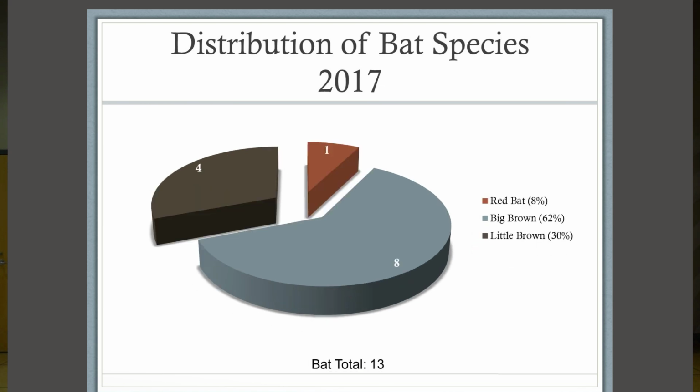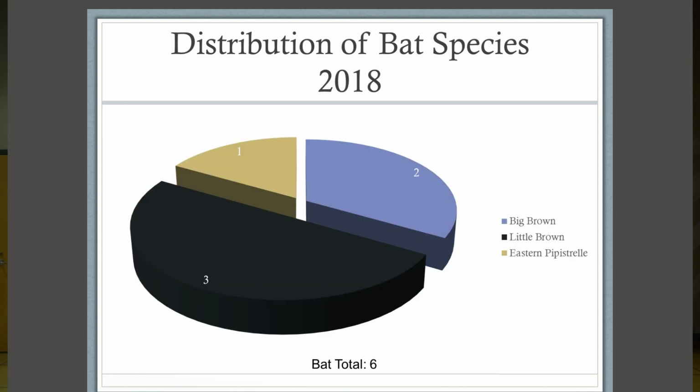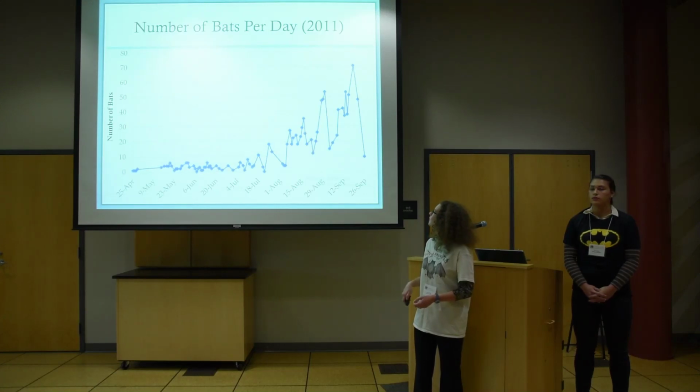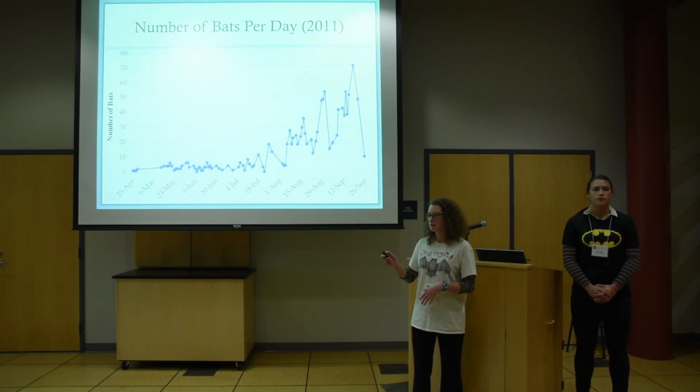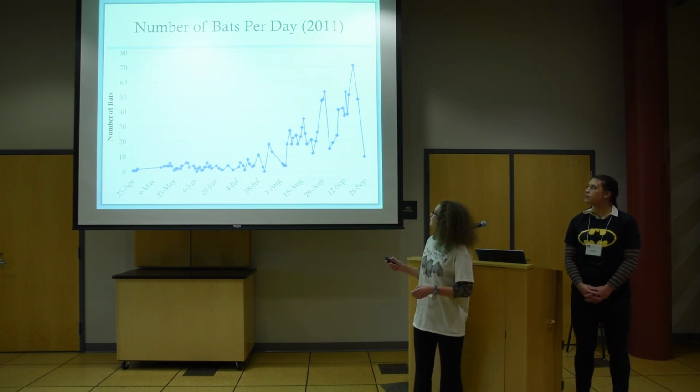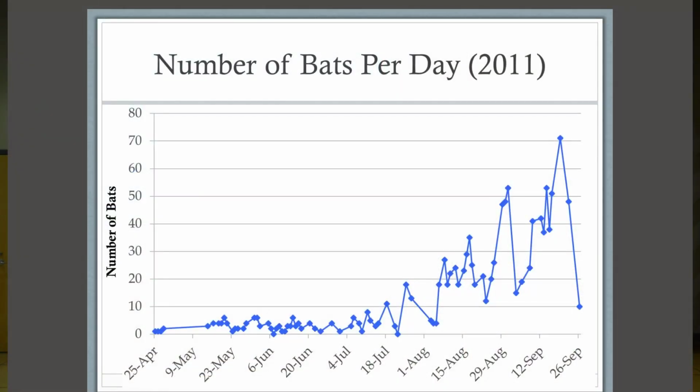In 2017, we had 1 red bat, introducing a small amount of diversity. And this year, we found an eastern pipistrelle as well. But again, an extremely low number of bats overall. And the final type of graph we have is a line chart comparing the number of bats found per day. And in 2011, at the peak of the season, students on campus were counting over 70 bats per day.